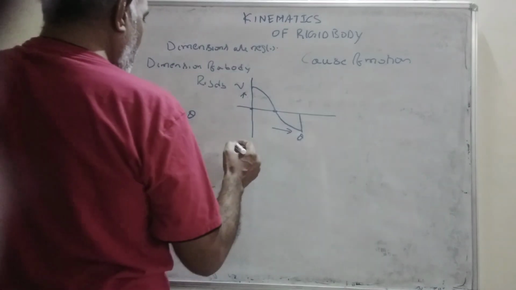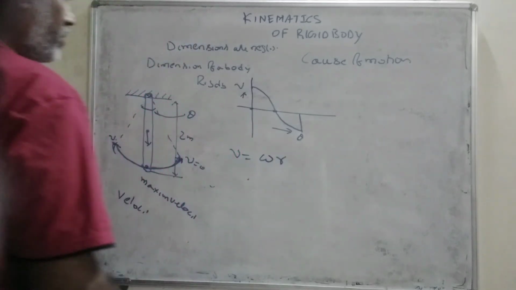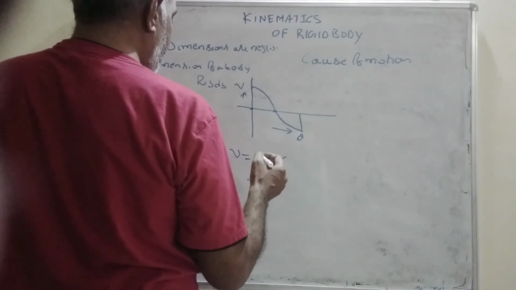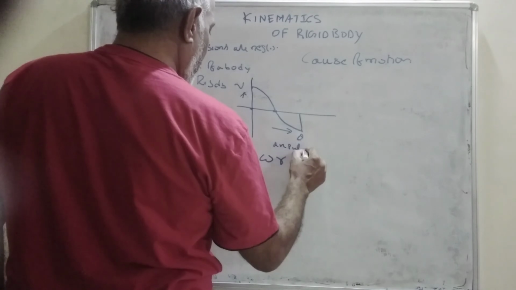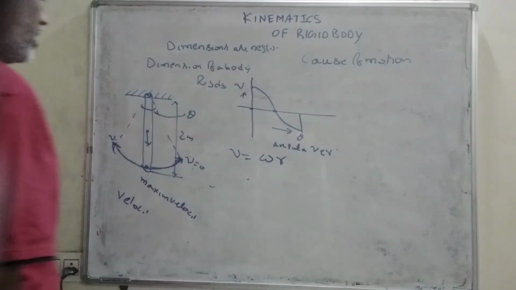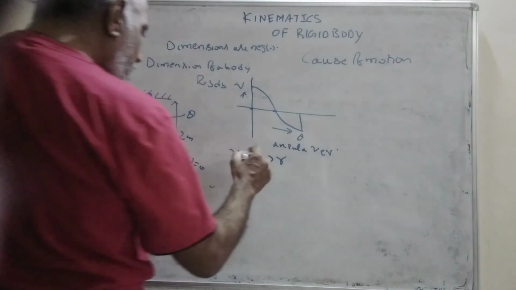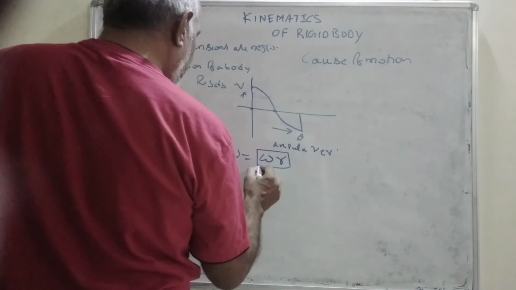So the velocity is equal to omega into r. Omega is the angular velocity, r is the radius. And this is the maximum velocity, Vmax.